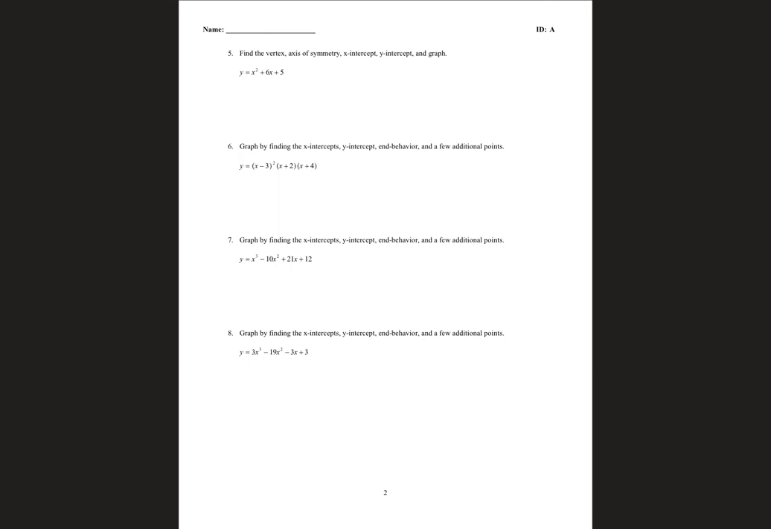Do you want to practice complete the square again, or do you want to practice negative b over 2a? Completely up to you. 6 is finding your x-intercept, your y-intercept. So this is just like what we started with yesterday. This would be no calculator. Find your zeros, find your multiplicity, and then graph it. 7, also no calculator, because you can test your possibles.